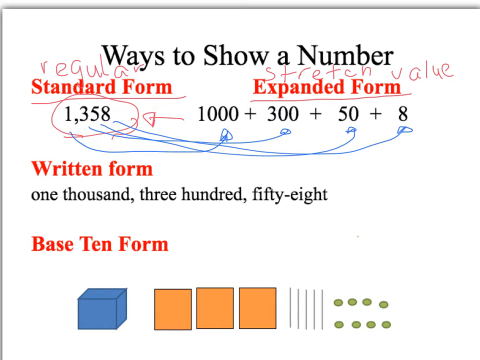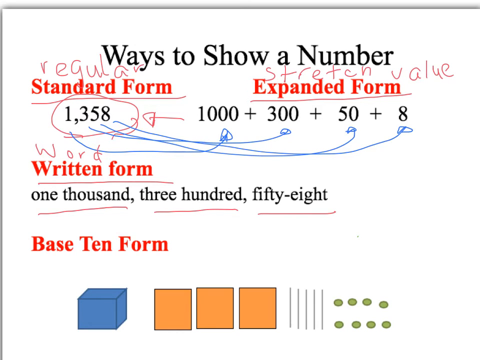Now the third way to write a number is written form, or another way to remember it is word form. Word form means you just literally write the number in words. So we have 1,358. You just say the word in your head and you write it down.